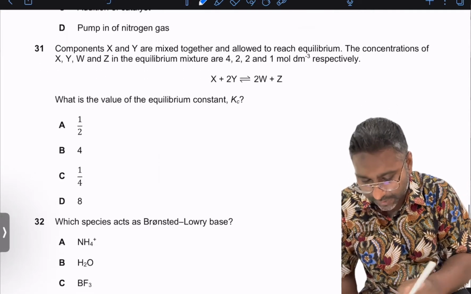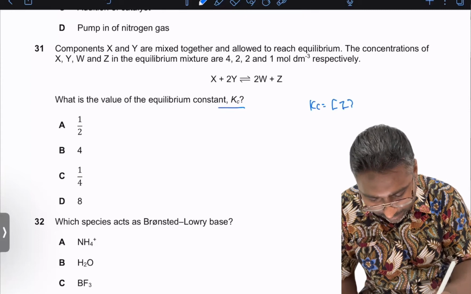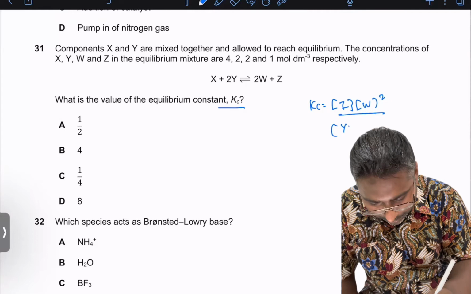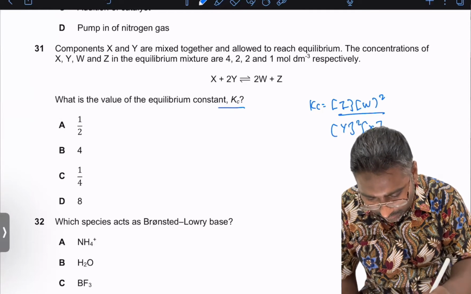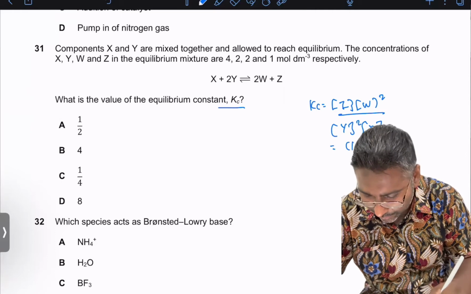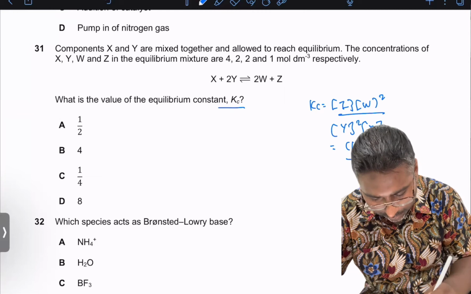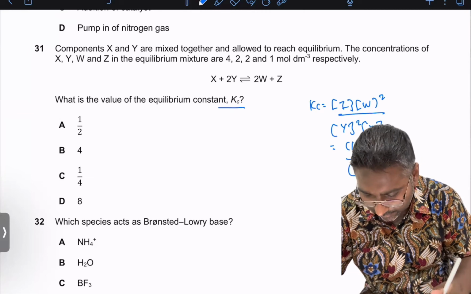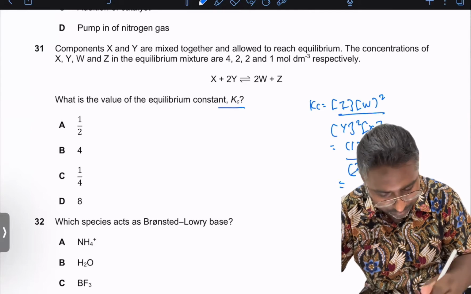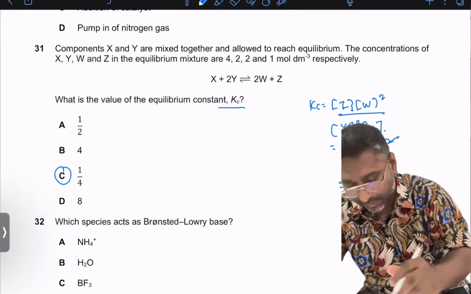Now, what is the value of Kc? Kc is going to be the concentration of Z, W to the power of 2, divided by Y to the power of 2 X. So Z is going to be 1, W is going to be 2 to the power of 2, Y is going to be 2 to the power of 2, X is going to be 4. So if I calculate, you can cancel the 2 to the power of 2, 2 to the power of 2, and you get 1 over 4. So that's going to be my answer, C.